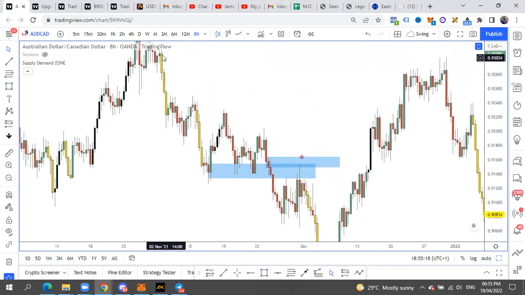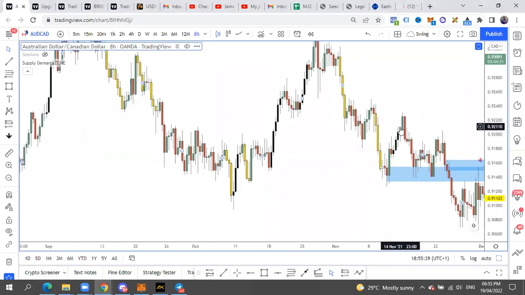Okay, so you can see lower high, lower low, lower high, lower low, lower high, lower low. So the market came back into this demand. Okay, and now it turned to supply and started dropping. So you want to go to your chart this evening and process this flow.